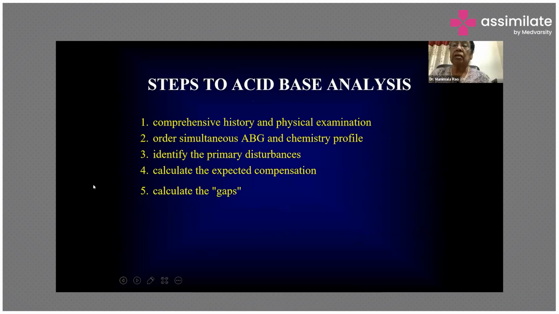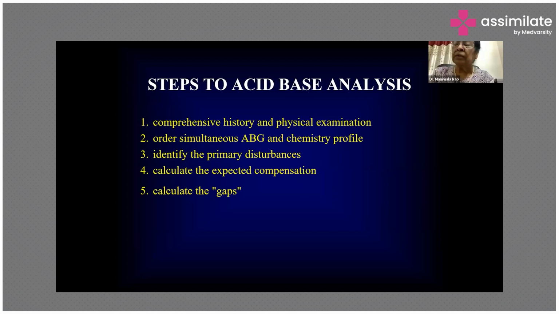So what are the steps to acid-base analysis? Most important, you should know that there is a comprehensive history and physical examination. If there is a patient who is a known asthmatic or a known COPD, a smoker, what do you expect? CO2 will be higher and PO2 will be lower. Then you also order the electrolytes and the chemistry so that it gives you a better idea.